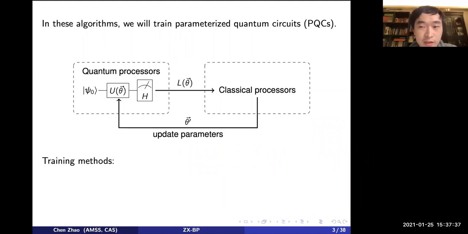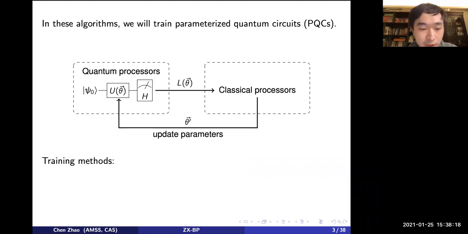In this algorithm, there will be a part for the quantum processor, where we apply a parameterized quantum circuit U theta to an initial state psi 0 and measure it. We compute a cost function L theta according to the measurement result, and we use the classical processors to update these parameters. After some iterations, the cost function may converge.